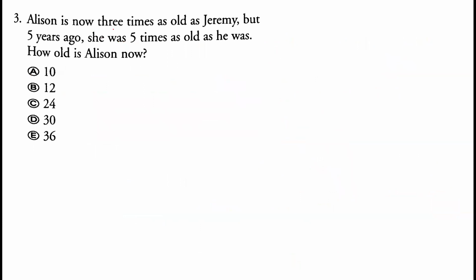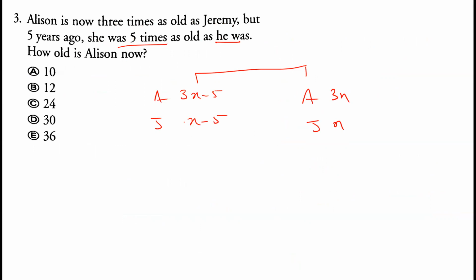Question 3. Ellison is now 3 times as old as Jeremy. So Ellison is 3x, Jeremy is x. But 5 years ago, Ellison must be 3x minus 5 and Jeremy must be x minus 5. Ellison is now 3 times as old as Jeremy, but 5 years ago, she was 5 times as old as he was. So this is Ellison and this is Jeremy.